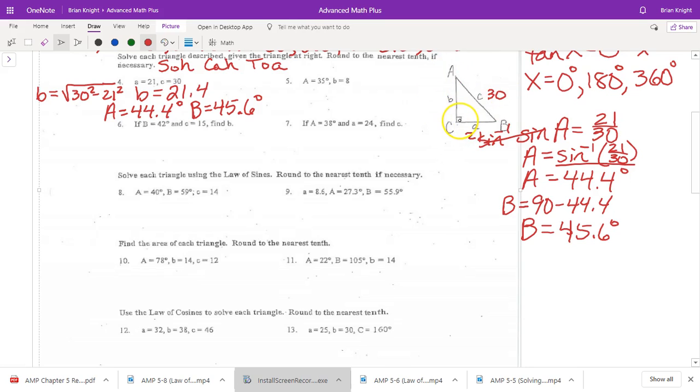180. So how much is there? 90. So these two have to add up to what? 90. Okay. A and B have to add up to 90.